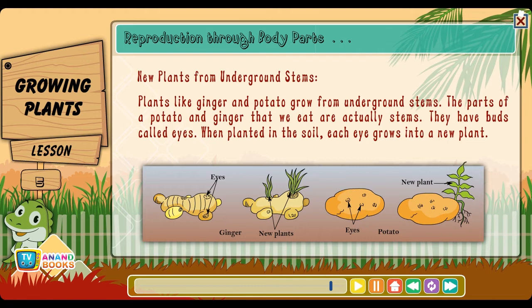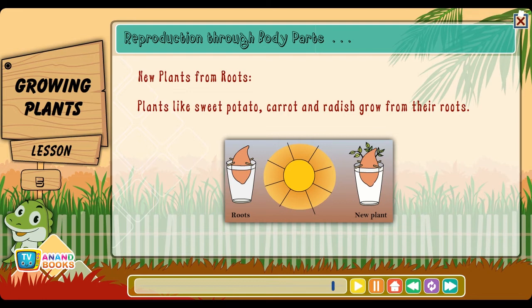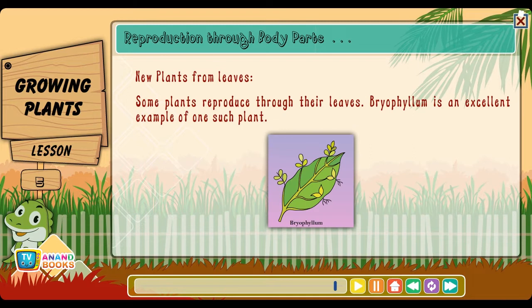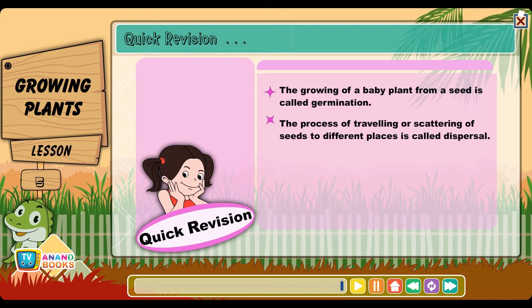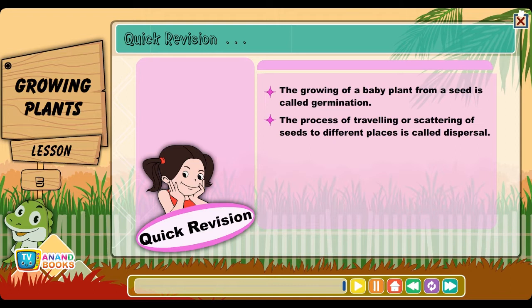New plants from roots. Plants like sweet potato, carrot and radish grow from their roots. New plants from leaves. Some plants reproduce through their leaves. Bryophyllum is an excellent example of one such plant. Quick revision. The growing of a baby plant from a seed is called germination. The process of traveling or scattering of seeds to different places is called dispersal.